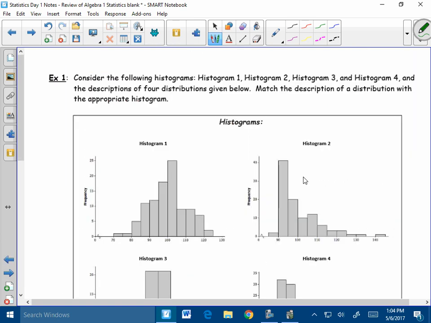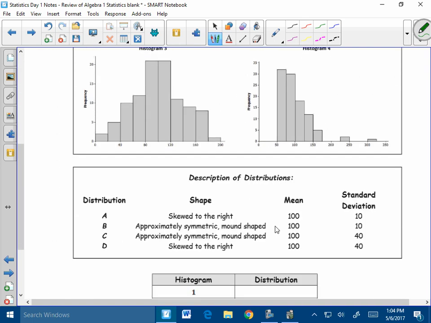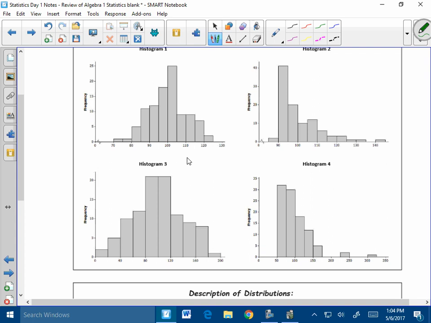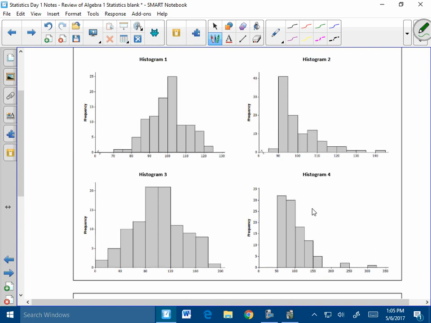Okay, so we have some more histograms. We're going to be looking to match up the properties of the histograms. Consider the following histograms 1 through 4. We have some descriptions down here at the bottom, and we're going to match up which description goes with which histogram. So match the description of a distribution with the appropriate histogram. Looking at them all together here, I can see that these two on the left follow that bell pattern, where these two are skewed, both to the right actually.